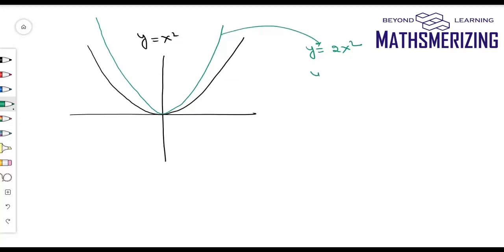Now what about y equals 1 by 2 x square? For y equals 1 by 2 x square, I'll need to shrink the graph. So if I shrink the graph along y-axis, I'll end up getting this graph. So basically from the graph of y is equal to x square, I can draw the graph of y equals 2x square, and I can also draw the graph of y equals 1 by 2 x square. So for 2x square, I'll stretch the graph, and for 1 by 2 x square, I'll shrink the graph.